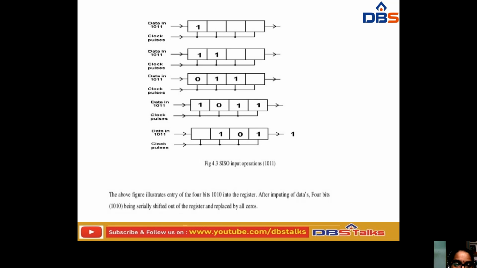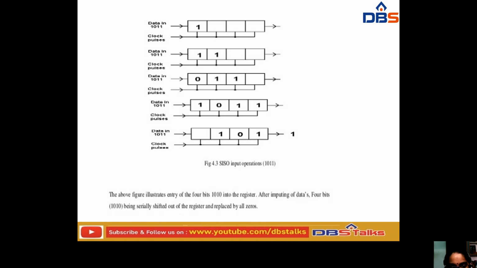Suppose you are going to send this data 1011. First of all you have to shift this one here, and next you have to shift this one here. After that we are going to shift the 0 here, and again you are going to shift the 1 here, and if you shift anything further, nothing should be there, and this one will be the output. So what are the bits that will be placed in the register? That is 101.